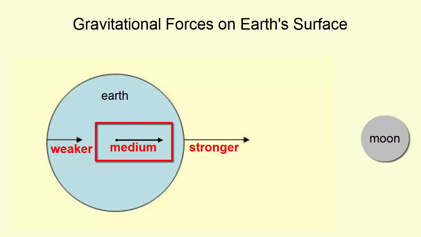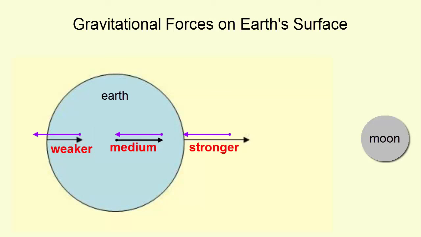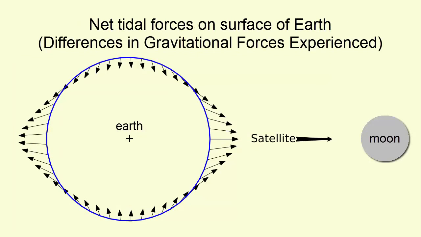If we take the medium-sized gravitational force between Earth and Moon experienced at the center of the Earth and subtract it from all the other force arrows found around the planet, we get this image, which shows the net tidal forces experienced on all points of Earth's surface as a result of varying gravitational force strength and direction.